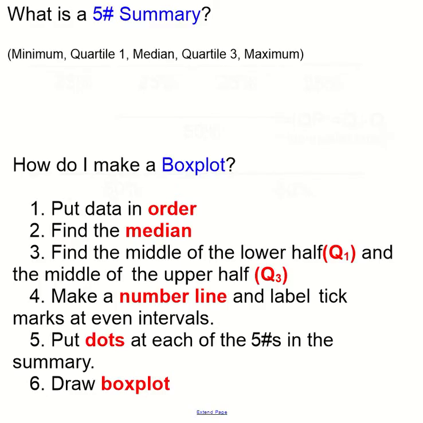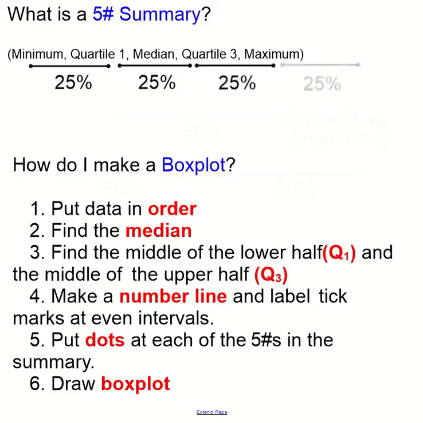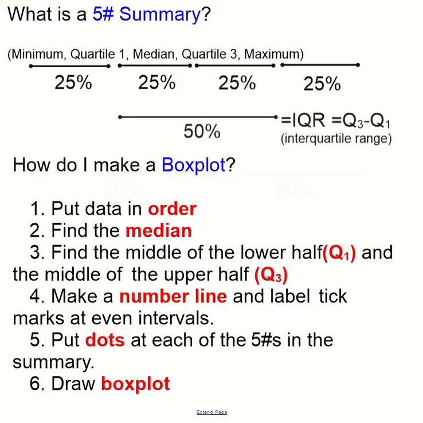A 5-number summary. The 5 numbers it talks about are the minimum, the quartile 1, the median, quartile 3, and maximum. And what that does is it divides the data set up into 4 sections. Each one of these sections is exactly 25% of the data. We have another thing called the IQR, which is the interquartile range. That's the quartile 3 minus the quartile 1, and that's 50% of our data.